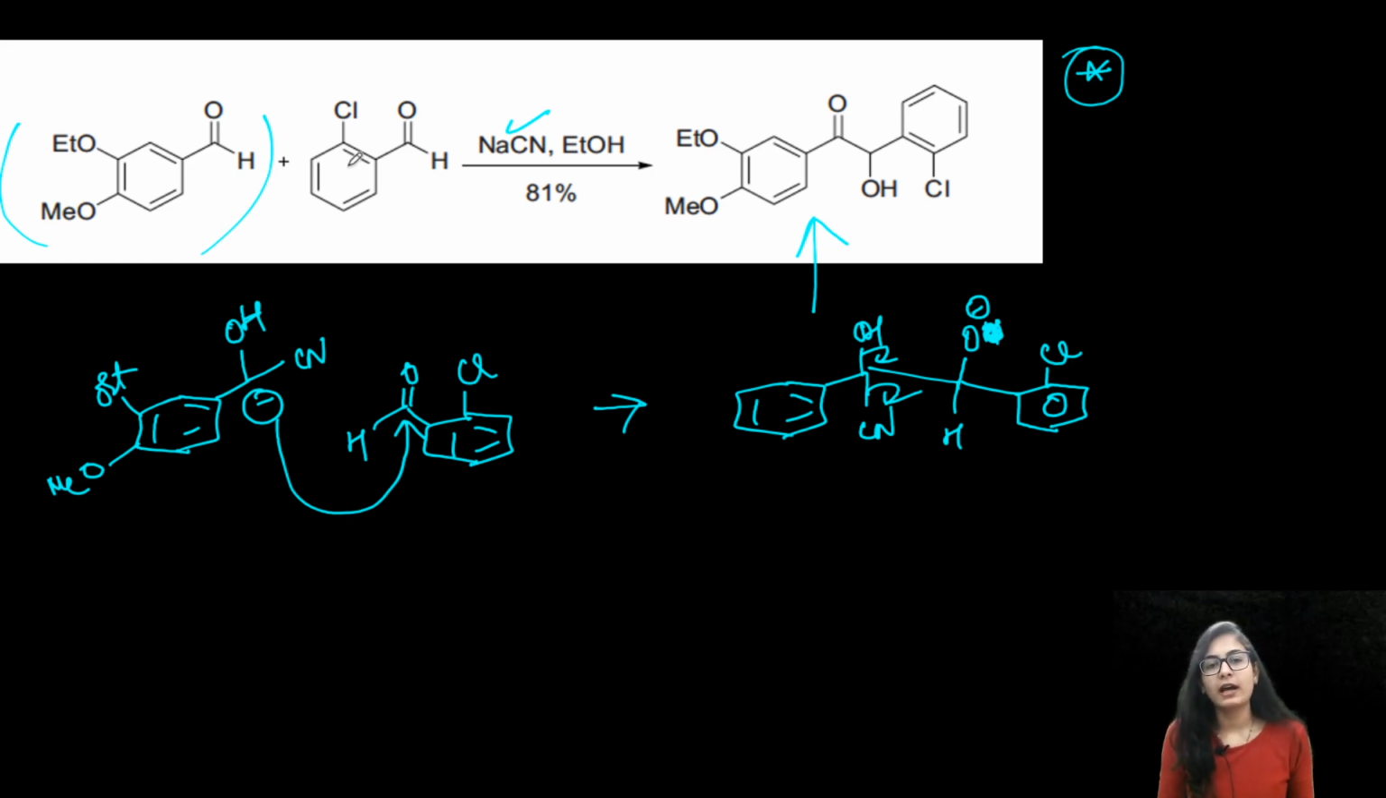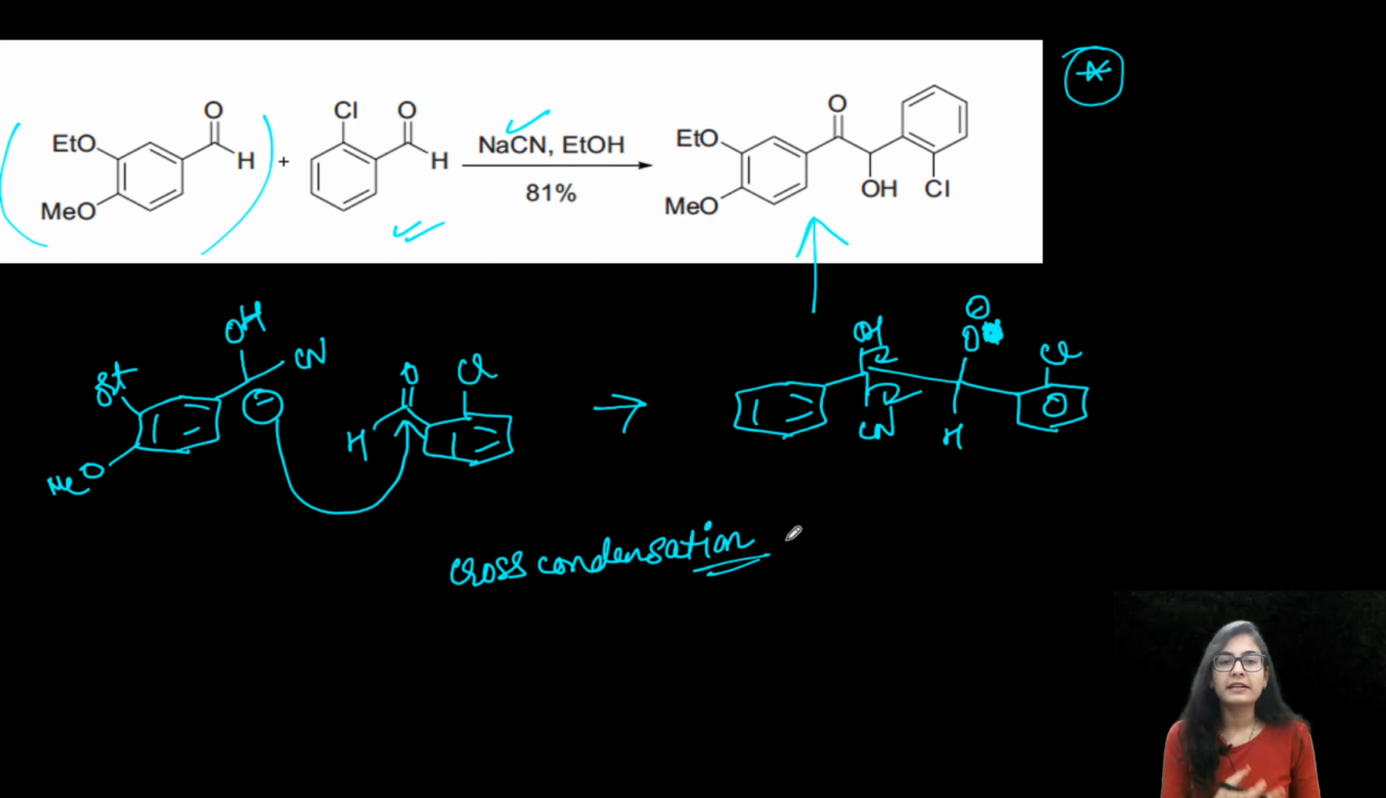Then in the second step you add this another aldehyde. Okay, so always the cross condensation products are the best when you are carrying it out under suitable conditions, or if you are directing it towards one direction.